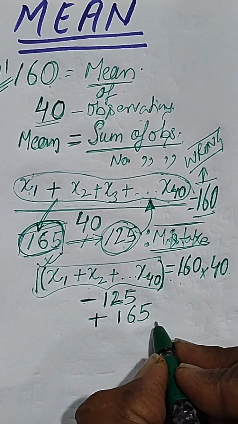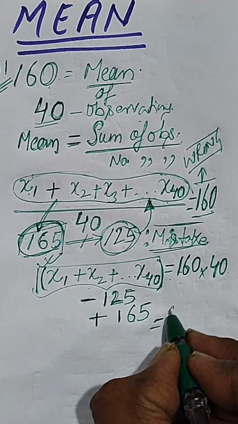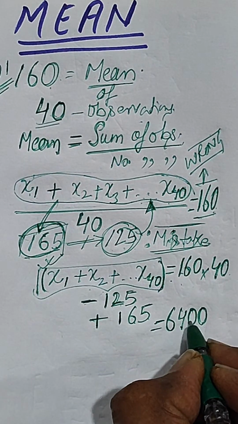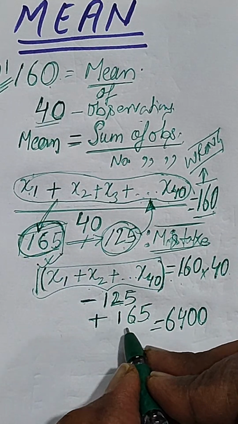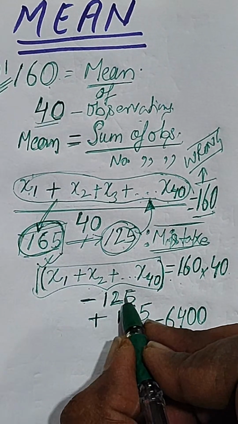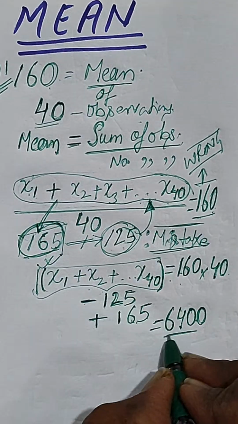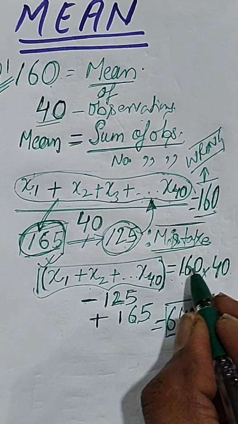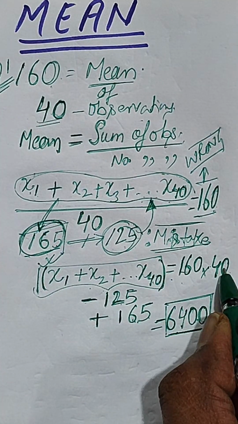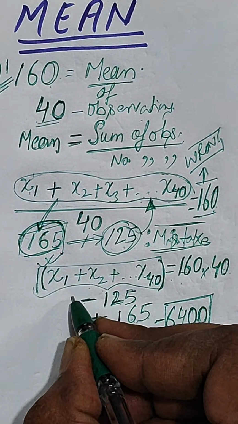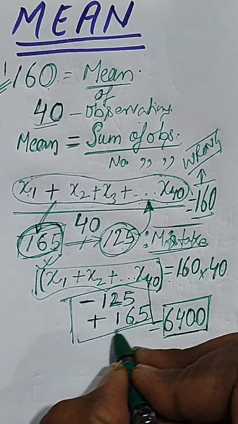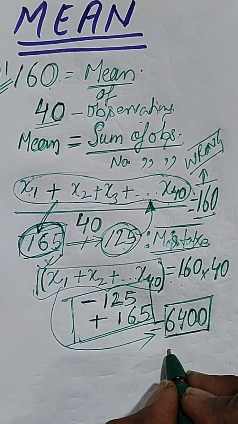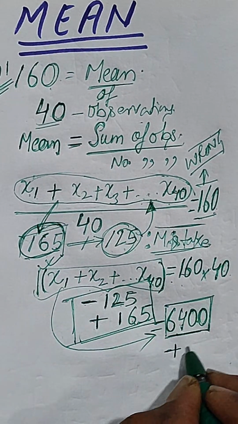So 16 into 4 will be 64. This will be coming as 6400, which is the product of 160 and 40. From this, remove 125 and add 165. Do this evaluation. This is the total sum. From this, add 165.